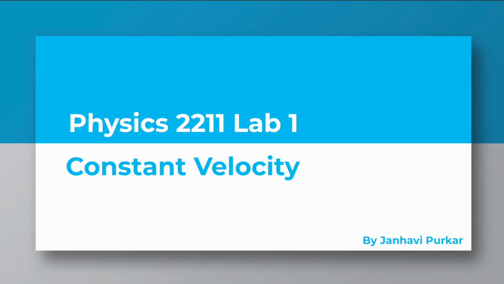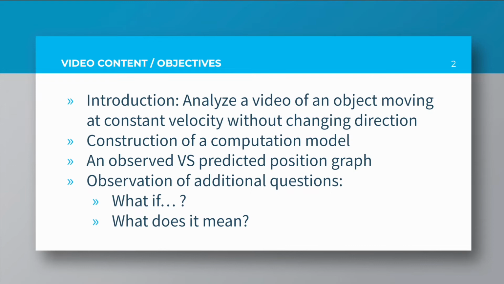My name is Janhavi Purkar, and this is my video lab report for the individual lab 1 on constant velocity. In this experiment, we'll be observing a duster moving at constant velocity without changing direction. This presentation will also include my methods in which I constructed a computational model, an observed versus a predicted position graph, both reflecting experimental data or data from the computational model, respectively. Lastly, I'll go through some of my observations and additional questions.